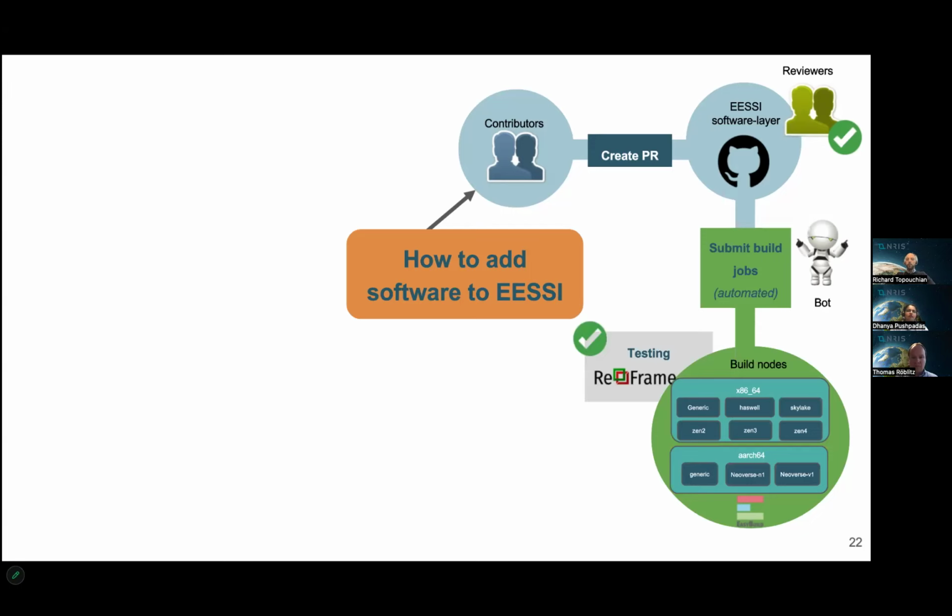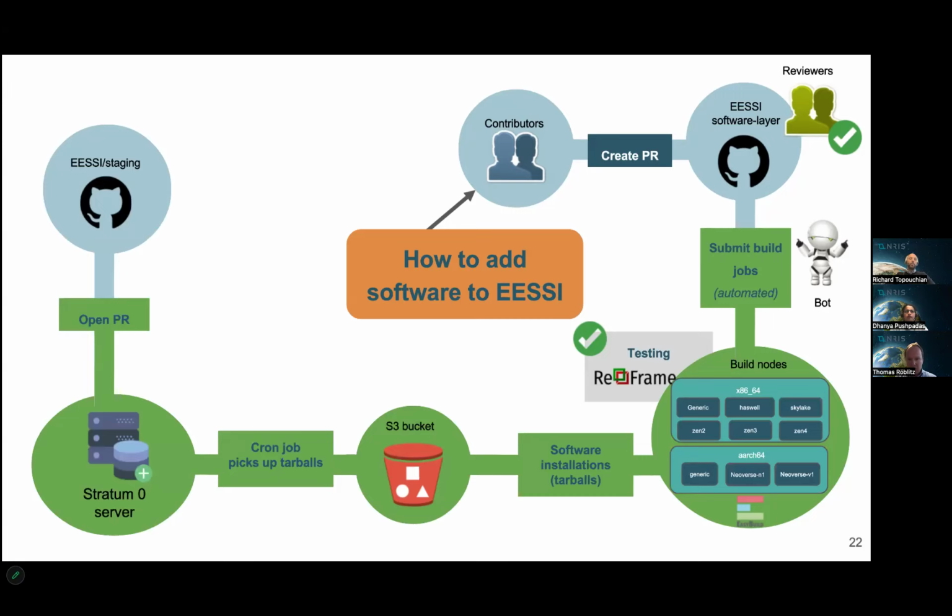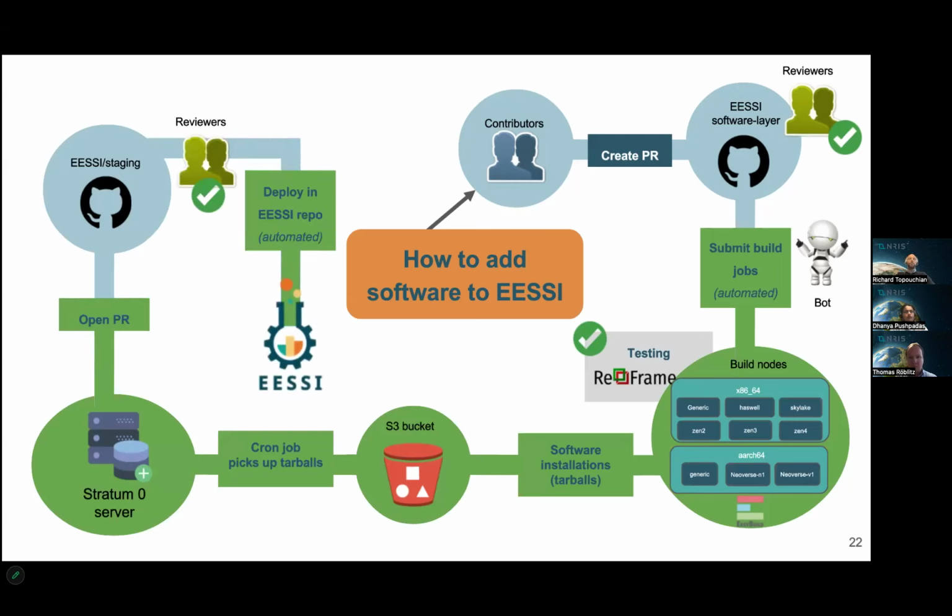And after the software is built, there is testing that is done. Then the software is put in a tarball, transferred to an S3 bucket, where jobs pick up that software and push it to the Stratum 0 server. As we already mentioned, only administrators have access to the Stratum 0 server. A PR is opened through GitHub, and then some colleagues review those pull requests, and then this package is automatically deployed in the EESSI repository, and it can be accessed through any system.